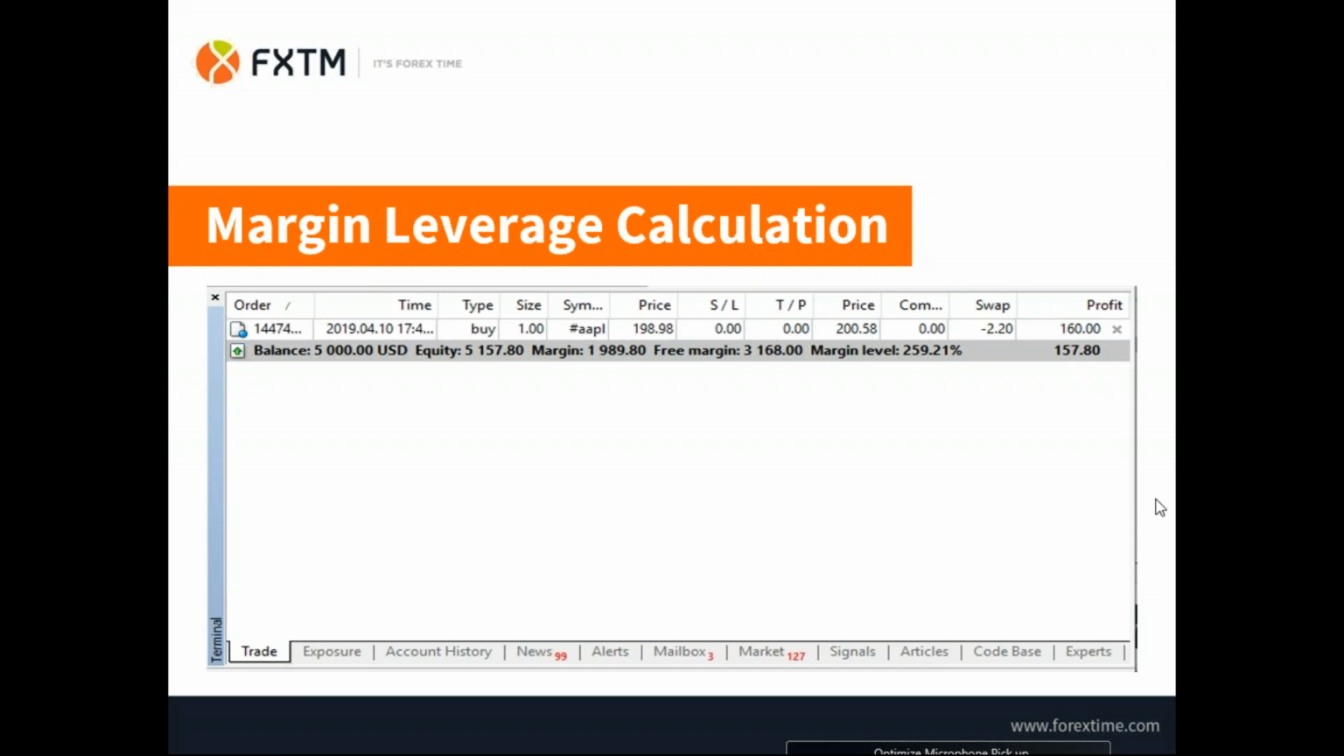Any question, guys? If you have any question regarding this, please let me know. I'll be more than happy to answer. For example, let's take a look at this. The size is 1.00, and the price is this one. So the price range is this. Price range 200.58. So the difference between 200.58 and 198.98 is 1.6. 1.6 into 100 is equal to $160.